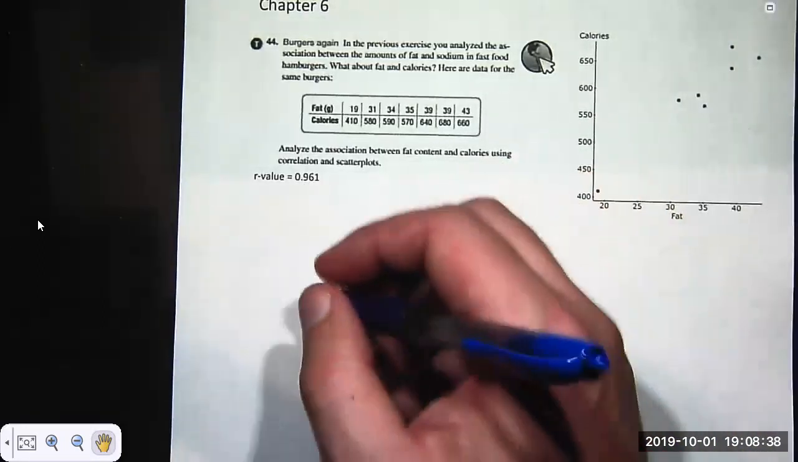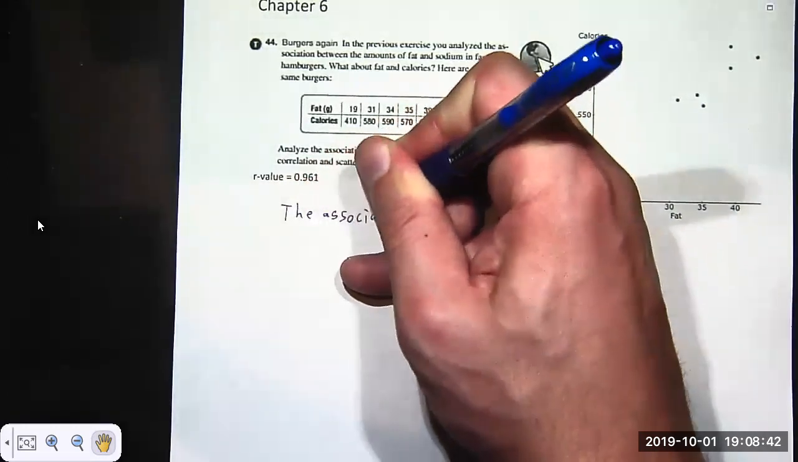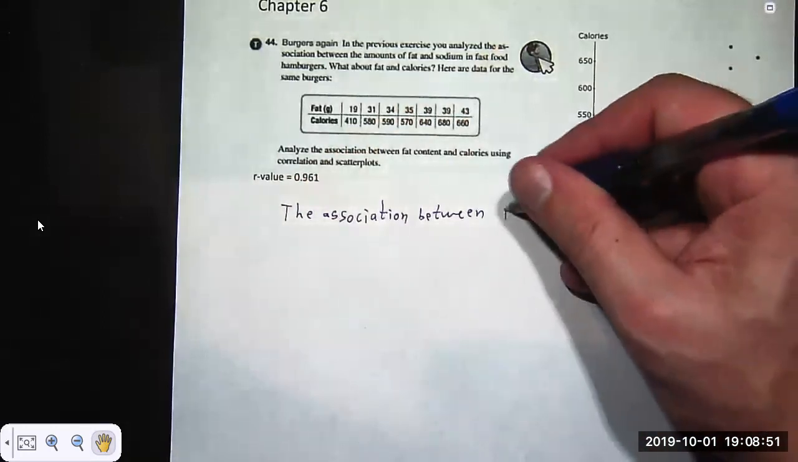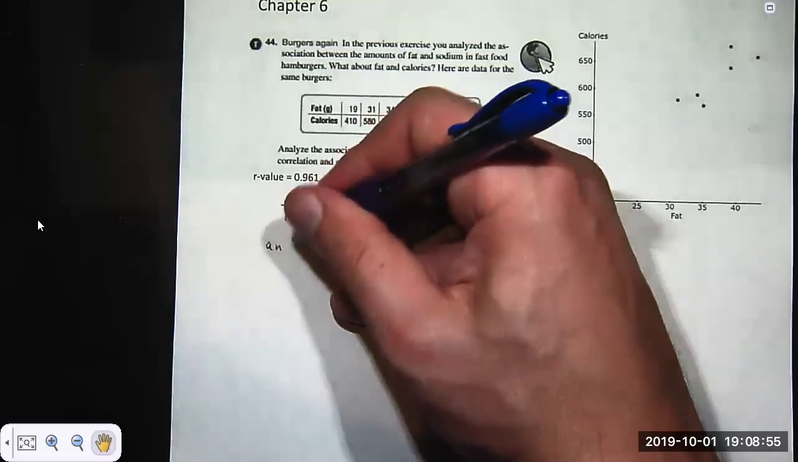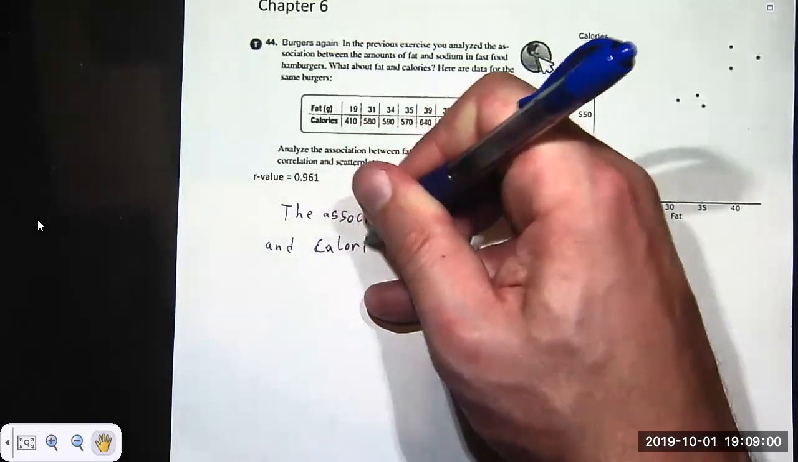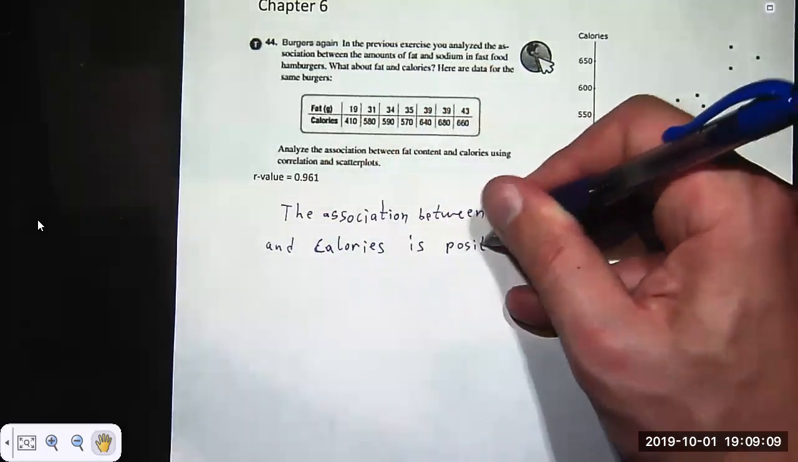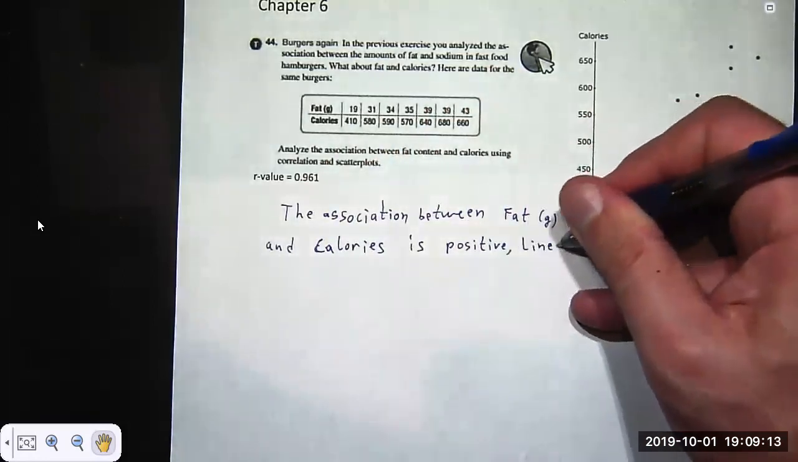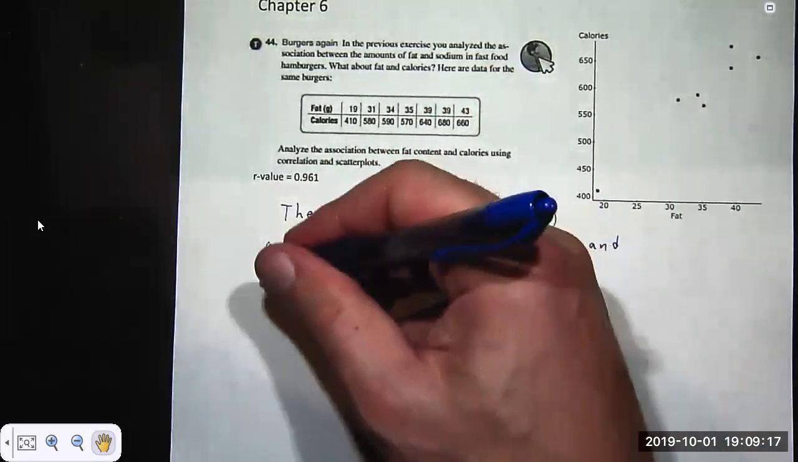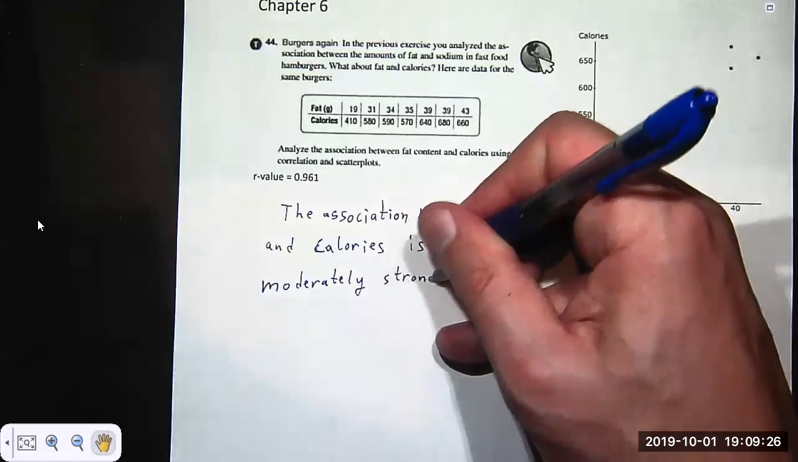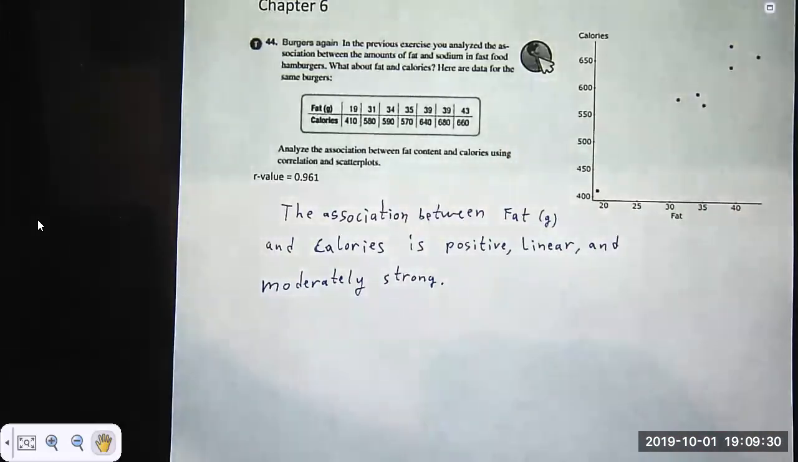So the association between fat in grams and calories, capital C, calories, is positive, linear, and moderately strong. Yeah, that's all you need for that.